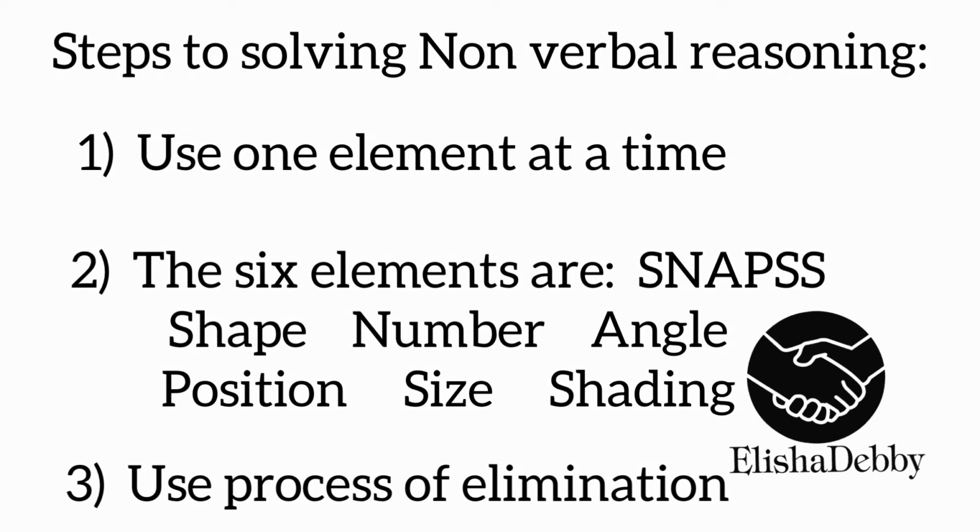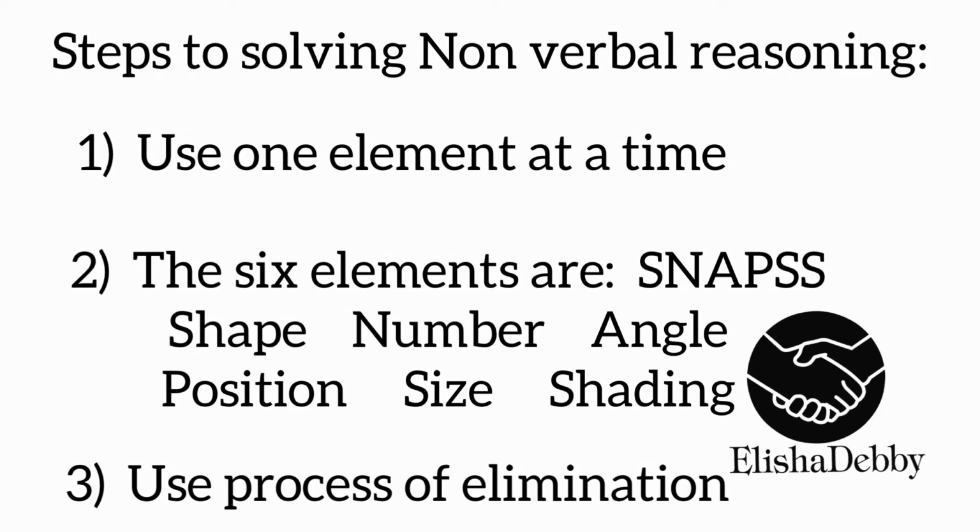Number 2, those elements are the snaps, either the shape, the number, the angle, the position, the size, or the shading. And you can use a combination of any of those elements. So those are the elements, the snap. So we'll use one of the elements. And the third one is the process of elimination.